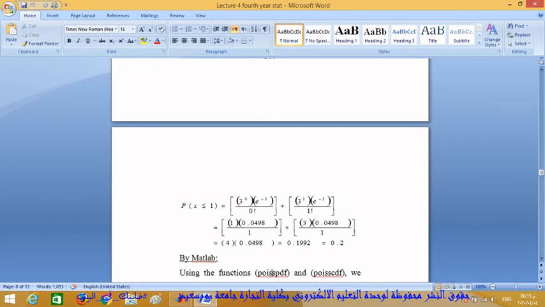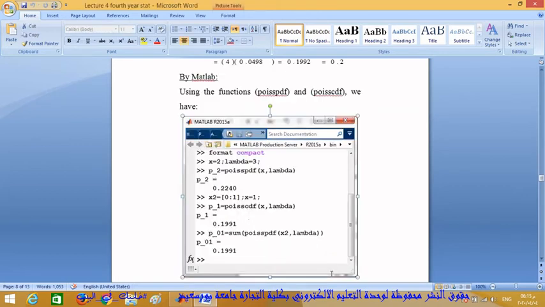Using MATLAB, we will use Poisson PDF and also Poisson CDF. Poisson PDF to compute x equal exactly 2 breakdowns, and to compute at most 1. So we have x equal to 2 and lambda equals 3. P of 2 equals Poisson PDF.